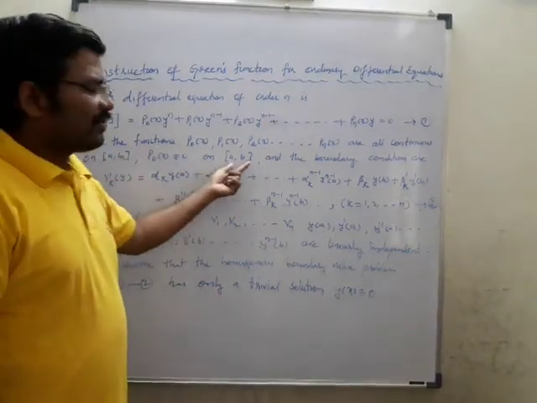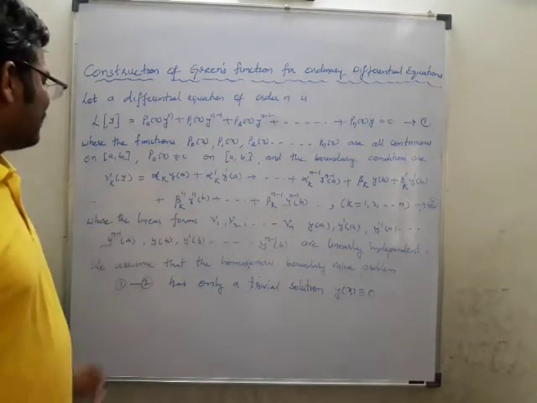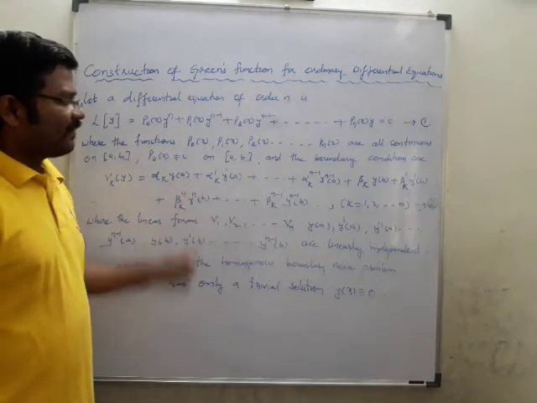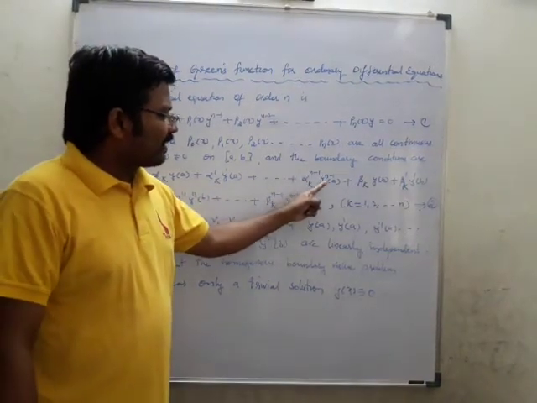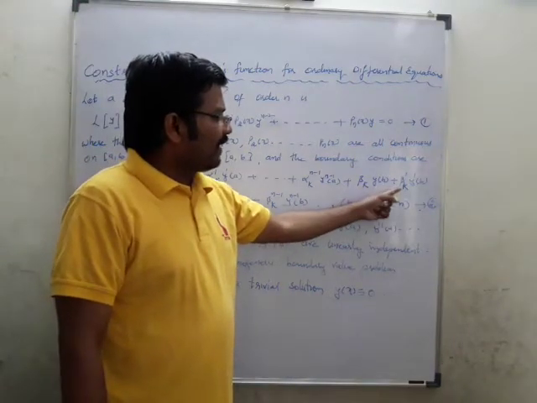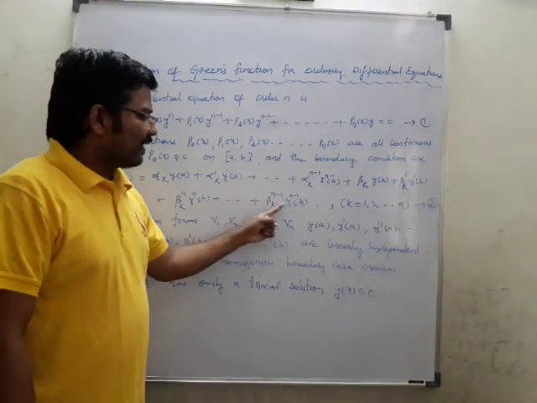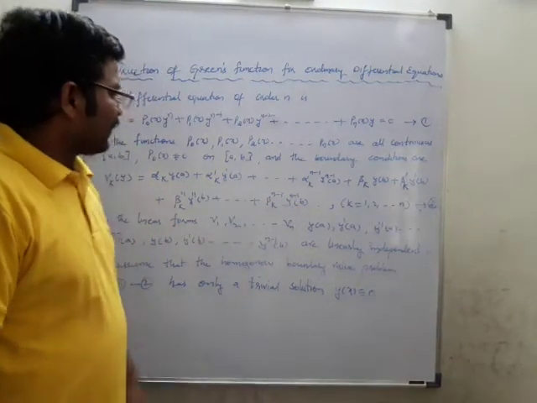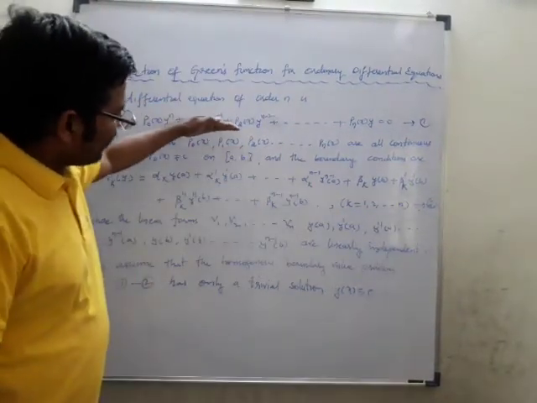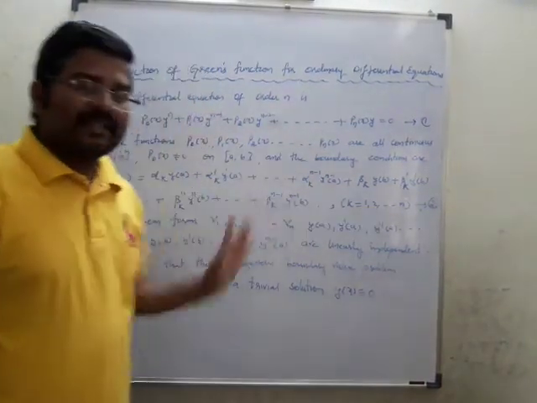The boundary conditions are as follows: V_k equals alpha_k y of a plus alpha_k' y' of a, and so on, plus alpha_k^(n-1) y^(n-1) of a, plus beta_k y of b plus beta_k' y' of b, and so on, plus beta_k^(n-1) y^(n-1) of b, where k is equal to 1 to n. This is equation number 2, the differential equation with the boundary conditions. The differential equation is equation 1 and the boundary conditions are equation 2.